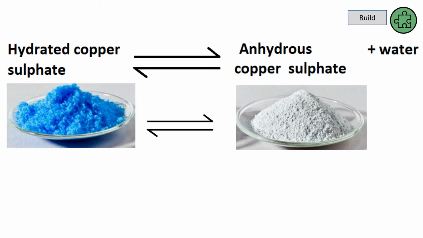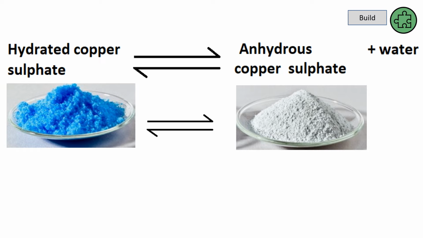So here is another example that you may have seen in class. We have hydrated copper sulfate, that lovely blue colour that we're very familiar with. The hydrated means that it has water with it. But if we heat it up, the copper sulfate loses the water, so the water evaporates and is chemically reduced to become this white powder, anhydrous, without water, copper sulfate, and the water is separate.